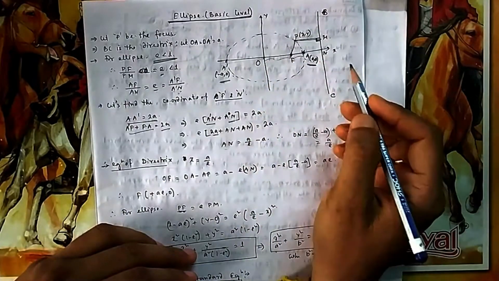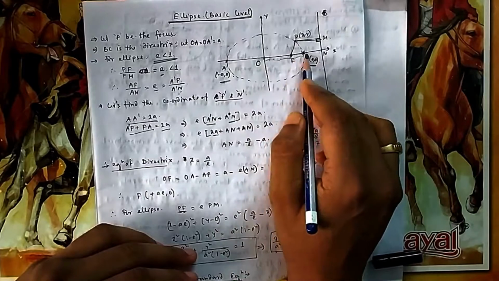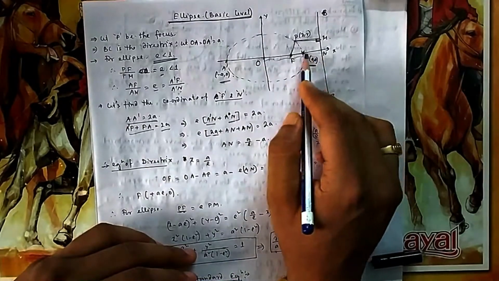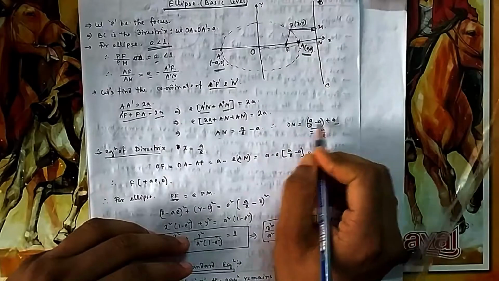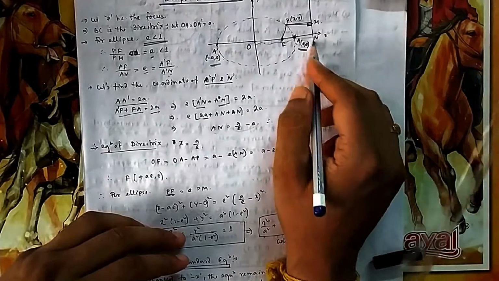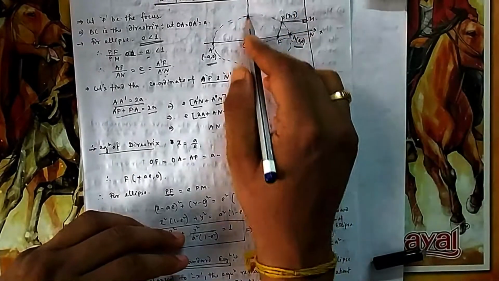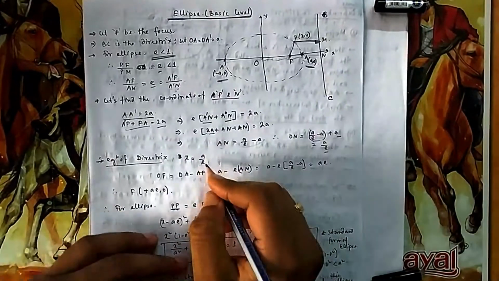So ON will be how much? First let me find this point directly. ON will be OA plus this. AN you have calculated, you know A, so A plus this length, A plus this plus A will give you ON, A by E. That means the equation of the directrix is, because it is parallel to the y-axis, x equal to A by E. So the directrix equation we have found.